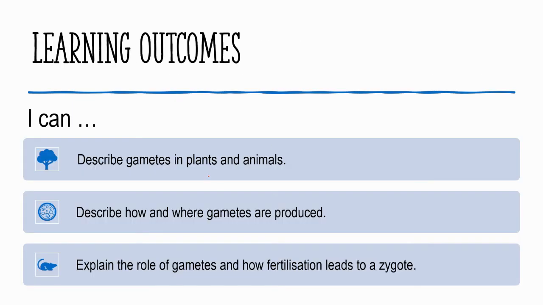So this video has been about describing the gametes in plants and animals, how and where gametes are produced, and the role of gametes and how fertilization leads to a zygote.